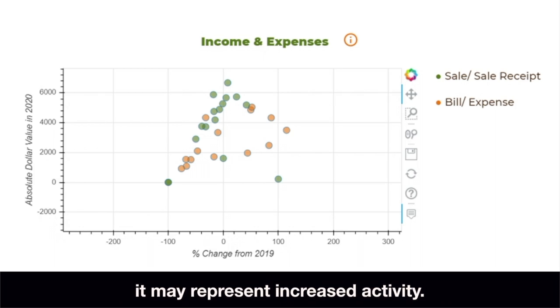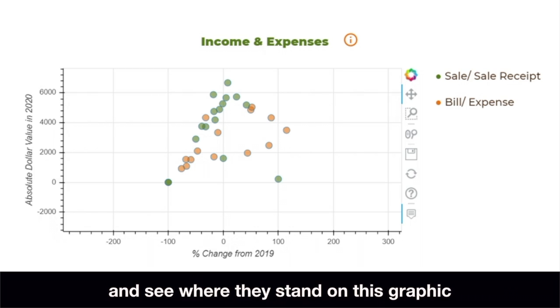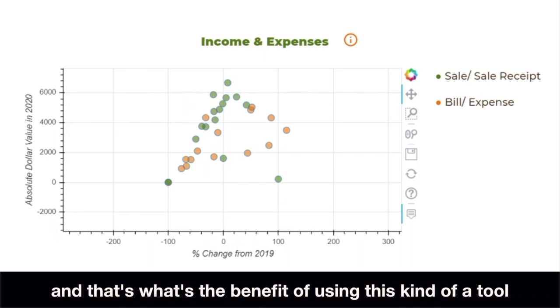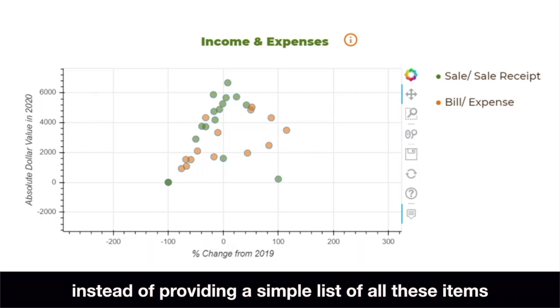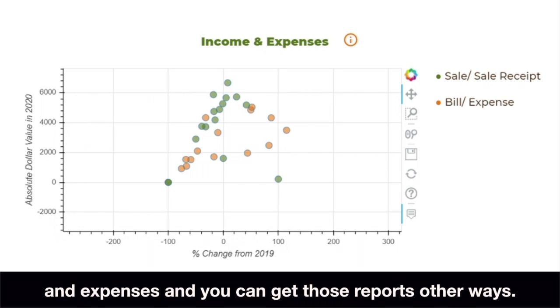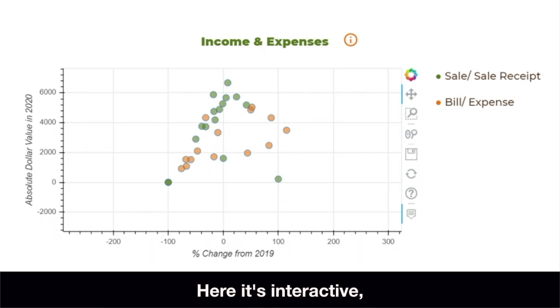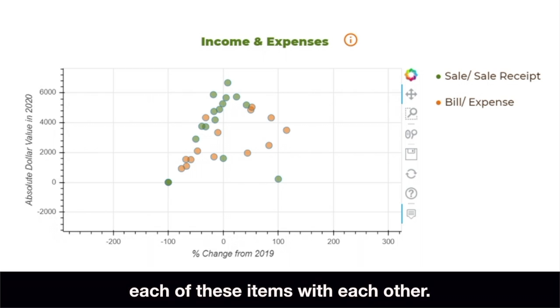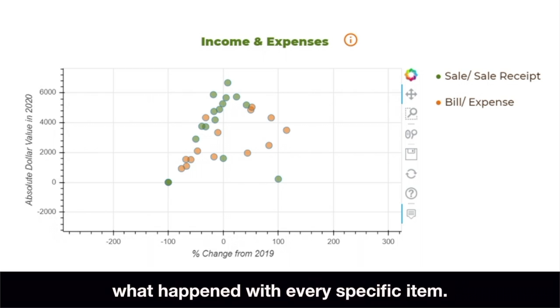It may represent increased activity. And that's why you really want to dive into each of these items and see where they stand on this graphic. That's the benefit of using this kind of tool. Instead of providing a simple list of all these items and expenses, and you can get those reports other ways, here it's interactive. You can dive into it. You can see the relationship of each of these items with each other. And you can again understand the story of what happened with every specific item.